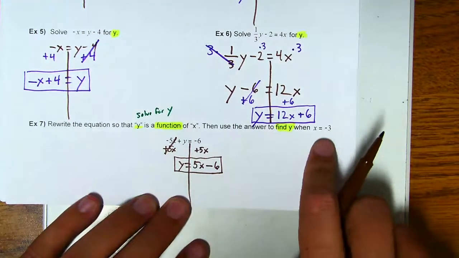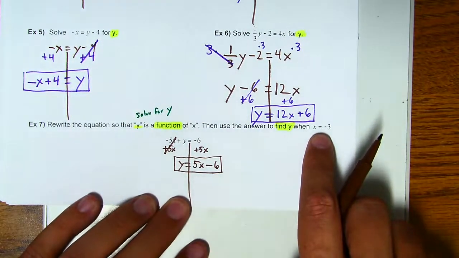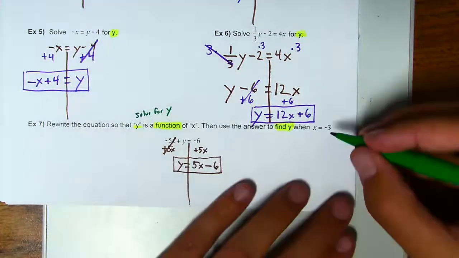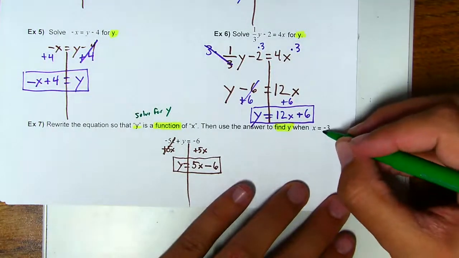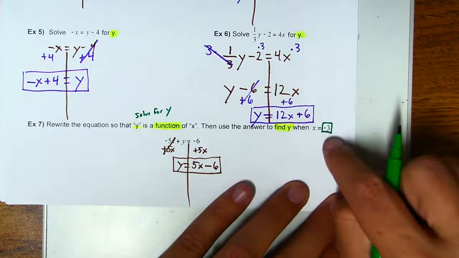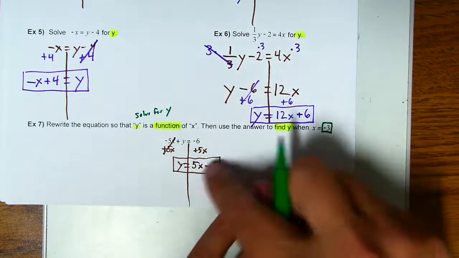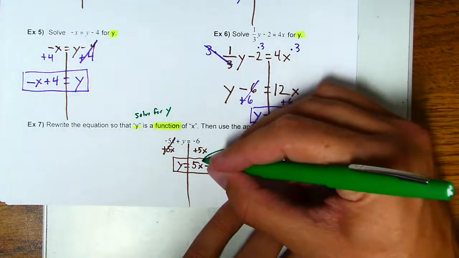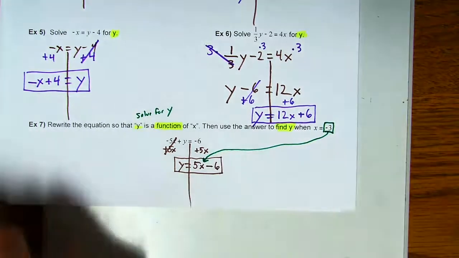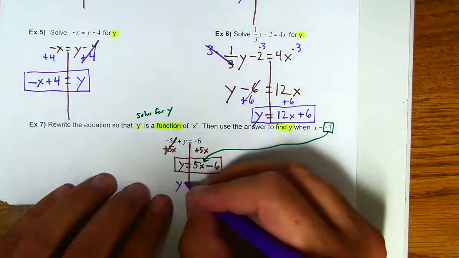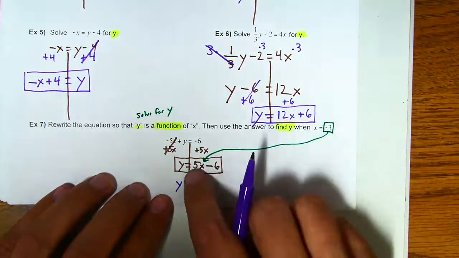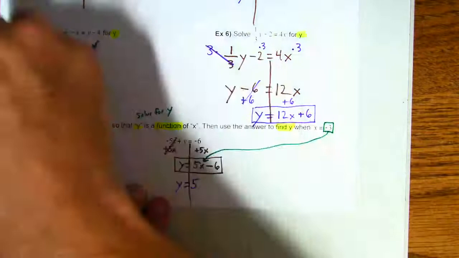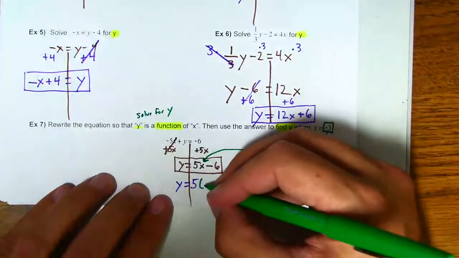But I'm not done. Now they want me to plug in, remember, this is what we did in chapter 1. Plug in negative 3. They want me to plug in negative 3 wherever there's an x. So I'm going to take this negative 3, and I'm going to plug it in there. So I can rewrite this as y equals 5. Now remember, this is 5 times x, but we're going to replace x with negative 3. So I'm going to put in parentheses a negative 3.